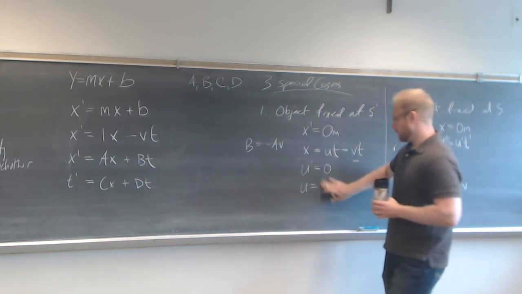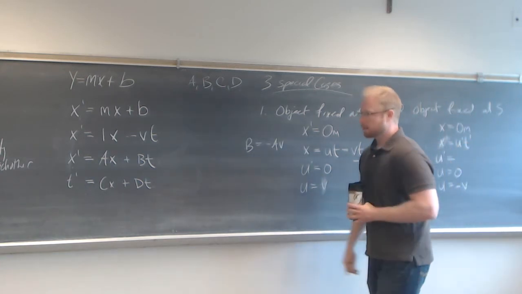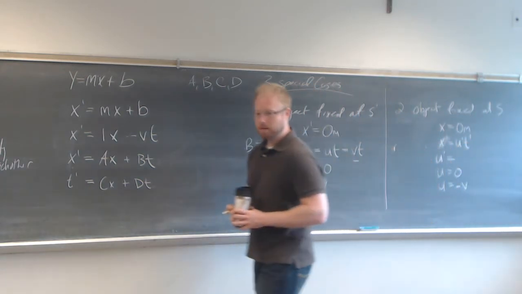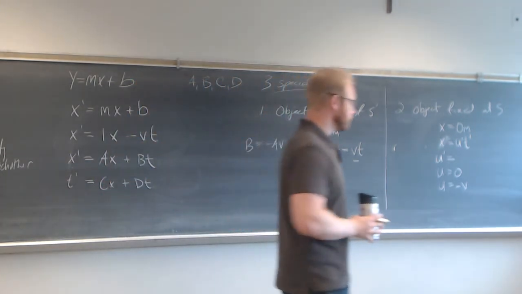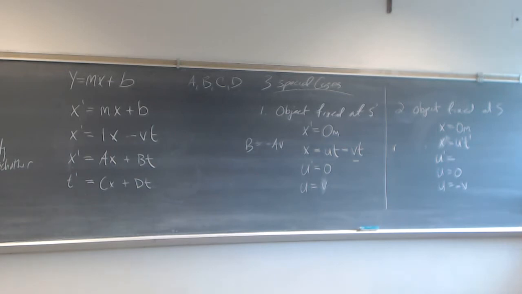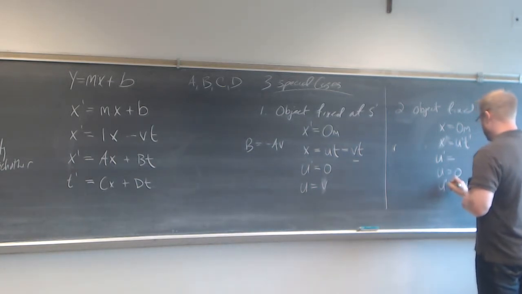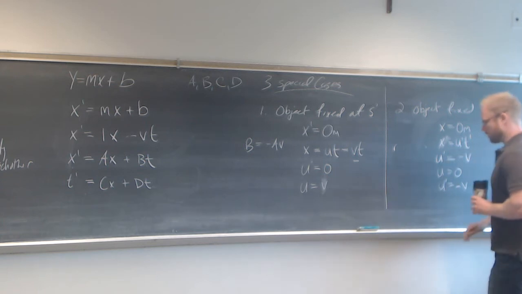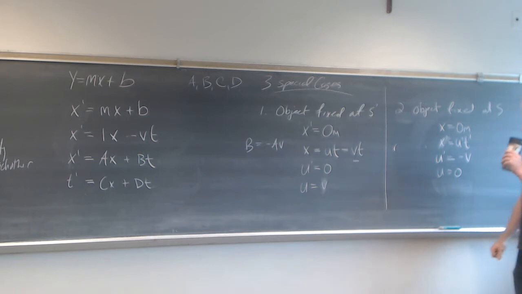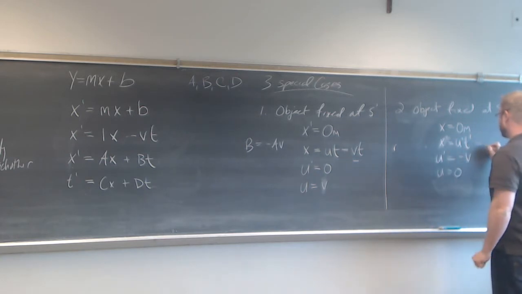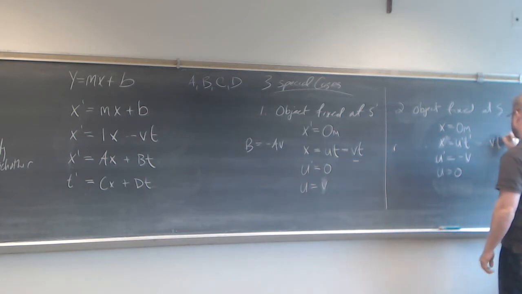And over here we said that u is equal to positive v. This kind of makes sense. If we're moving away from this, it's as though the object is moving in the negative v direction from us the other way. Well, that's supposed to be u prime. Yes, thank you, u prime, which I could have just left up here. Alright, so, therefore, x prime is going to be equal to negative v t prime.